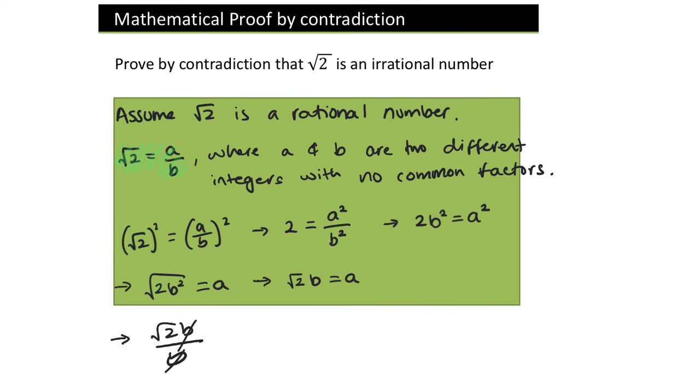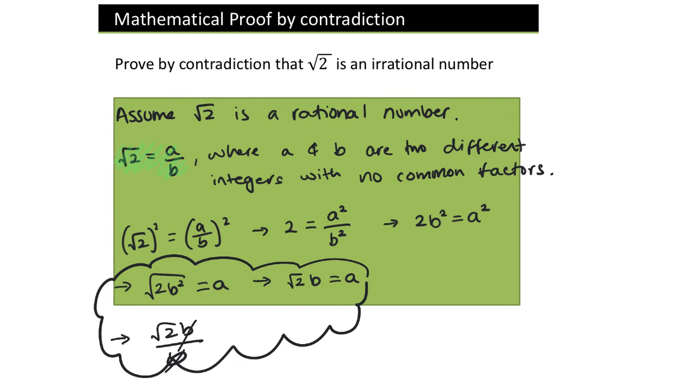By the way, this part is because people, when they do this in the exam, they get to this part and they get a bit scared. No, they don't get scared. They get caught in a loop. Okay, we actually have to come from here. Right, 2b squared equals a squared.